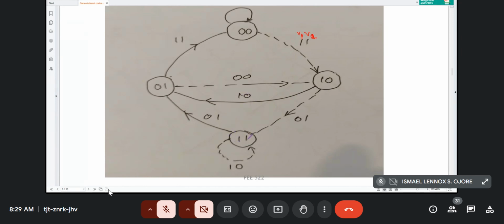If it is 1, 1, if you put a 0, the state remains 1, 1, but the output is 1, 0. If you put a 1, that's what it means, the same. If you put a 0, it becomes 0, 1, and the output is 0, 1. So that's a state diagram representation of a convolutional encoder. Does anybody have a problem with the state diagram representation?